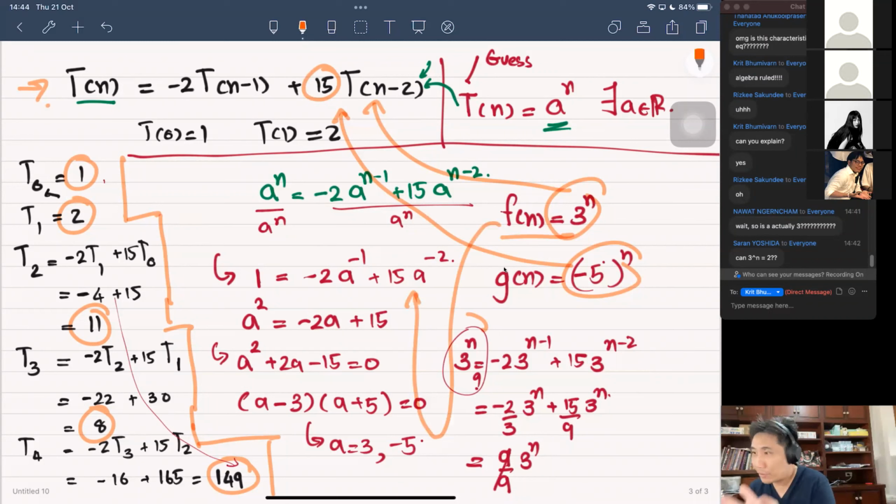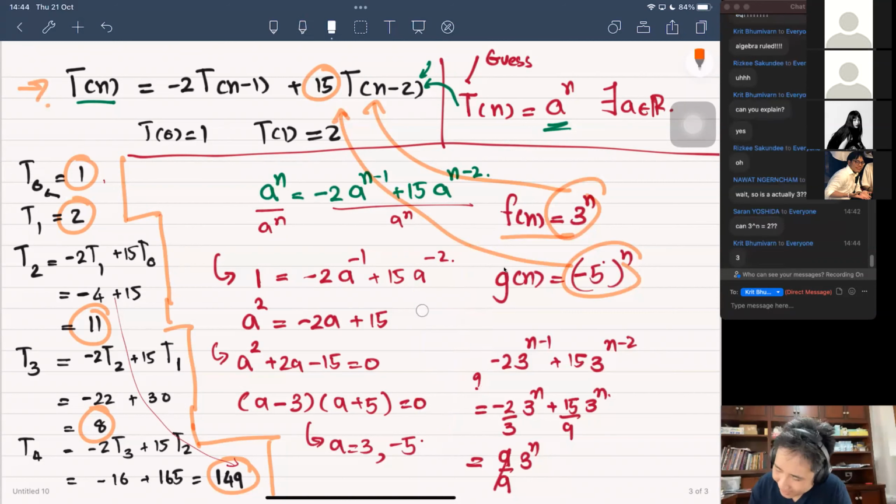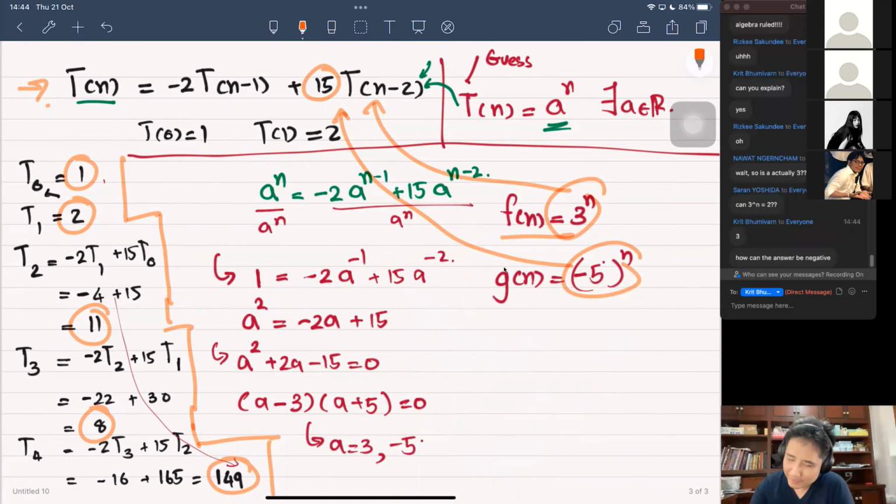So we know we have two candidates. The question is which one? There should be one answer. Which one do you want? F or G? Let me erase this. F or G? Which one do you want?